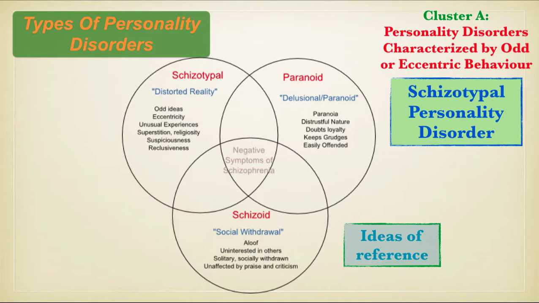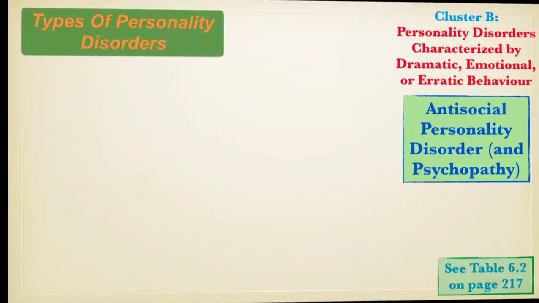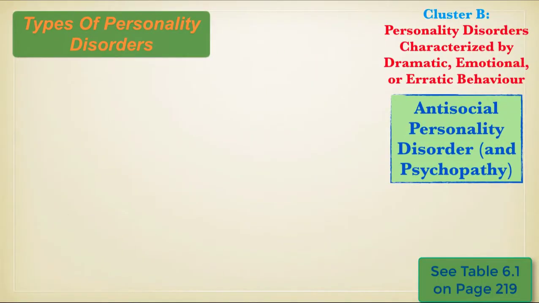So I think there's a similarity you'll find between some of these. And I've shown here paranoid, schizotypal, and schizoid to see that there's a relationship between them. Okay, now we're moving into cluster B. And this is personality disorders characterized by dramatic and emotional or erratic behavior. We're going to start with antisocial personality disorder, and then we'll follow that up with psychopathy.